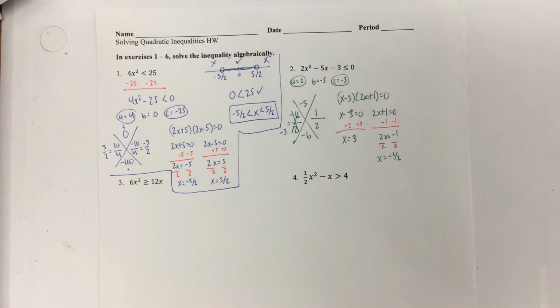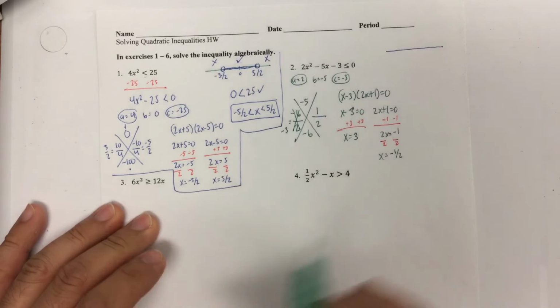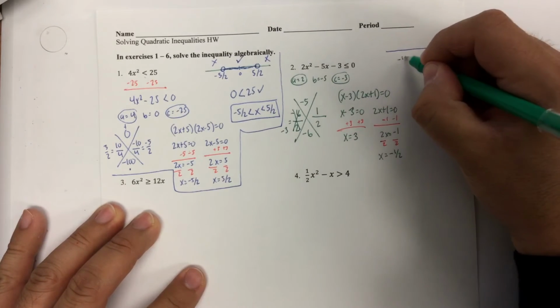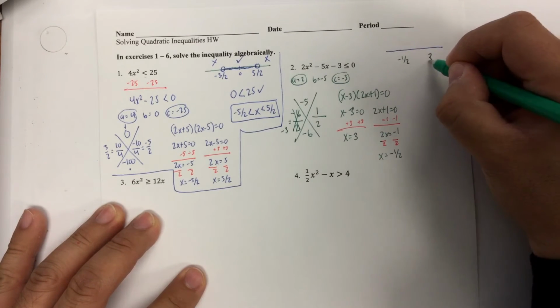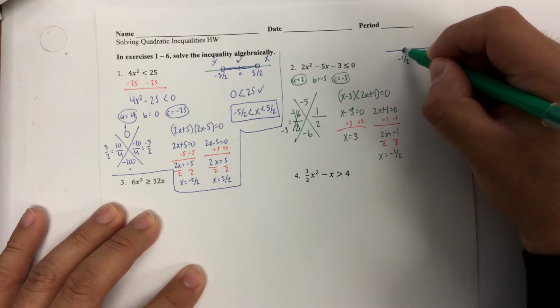All right, now we're going to transfer this over to a number line. My smaller number is negative 1 half. My larger number is 3. The inequality says equal to, so these are going to be closed circles.